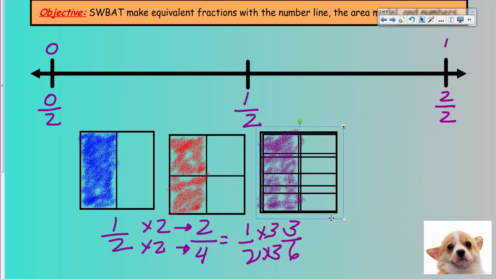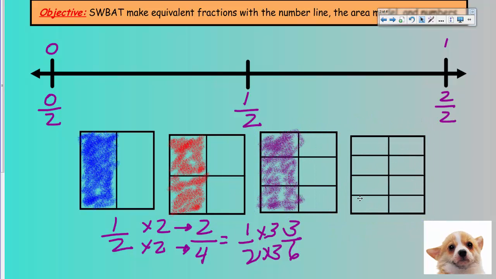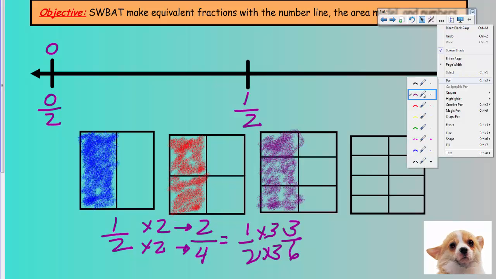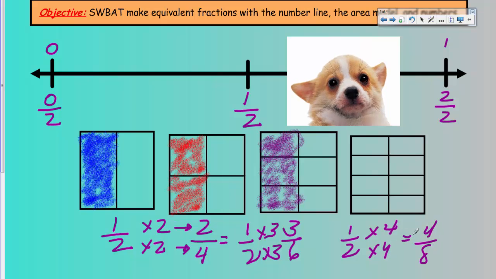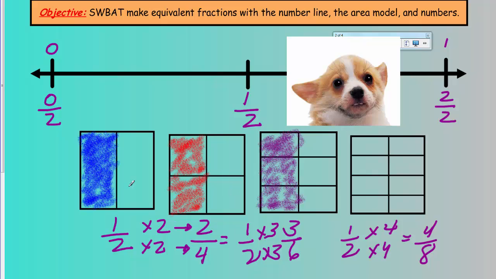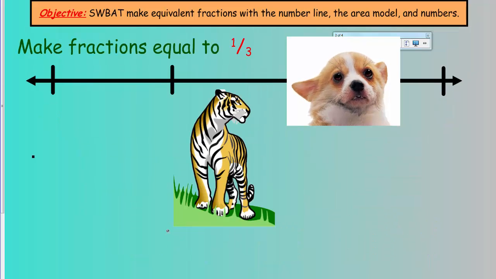Okay. And we do the same thing. Rather than do the shading, I'm going to go right to it. If we had all that, we would have 1/2 times 4 over 4 is 4/8. Okay, so what we've basically done here is show the equivalent fractions. We did it on a number line, showing you the fractions. We also showed you the area model, because this is the area model here. And we also showed you the numbers. Okay, and this is what the objective was. Okay, let's go into the next one here.